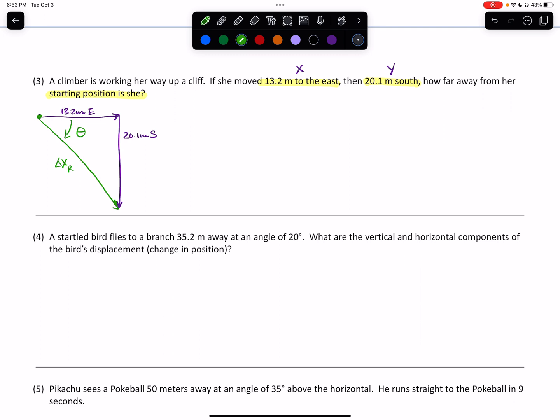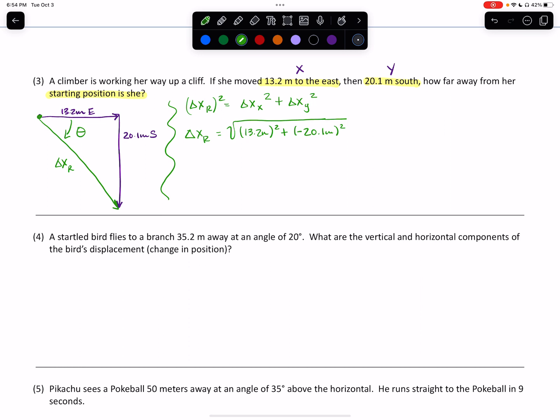So the question first is, what is our magnitude? We know that the change in position for that resultant squared will be equal to the change in position of our horizontal piece squared plus the change in position of our vertical piece squared. So just Pythagorean's theorem. We're going to take the square root of both sides and plug in our values, and we have 13.2 meters squared for that horizontal piece, negative 20.1 meters for our vertical piece, because that piece is pointing south. Plug it into our calculator, and we find that the resultant value for our change in position is 24.0 meters.